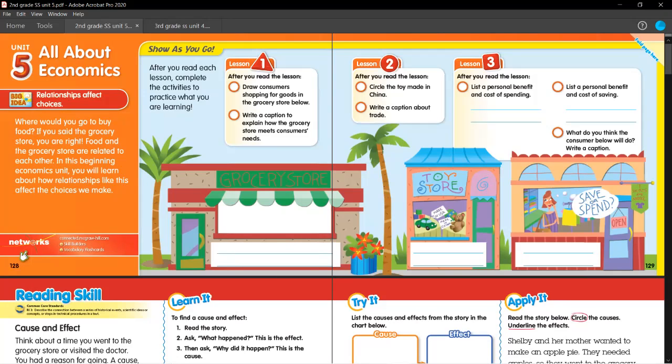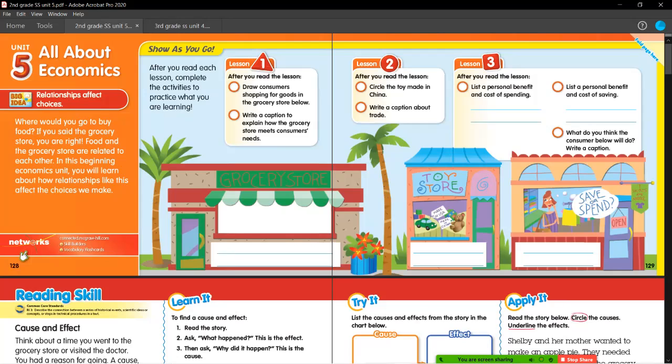Now we're going to take a look here at our Show As You Go section. After we read each lesson, we're going to come back and complete the activity to practice what we learned. So after we complete lesson 1, you're going to draw consumers shopping for goods in the grocery store right here below. You're going to write a caption on the lines underneath that explain how the grocery store meets consumers' needs. So how does the grocery store help these people who are shopping there?